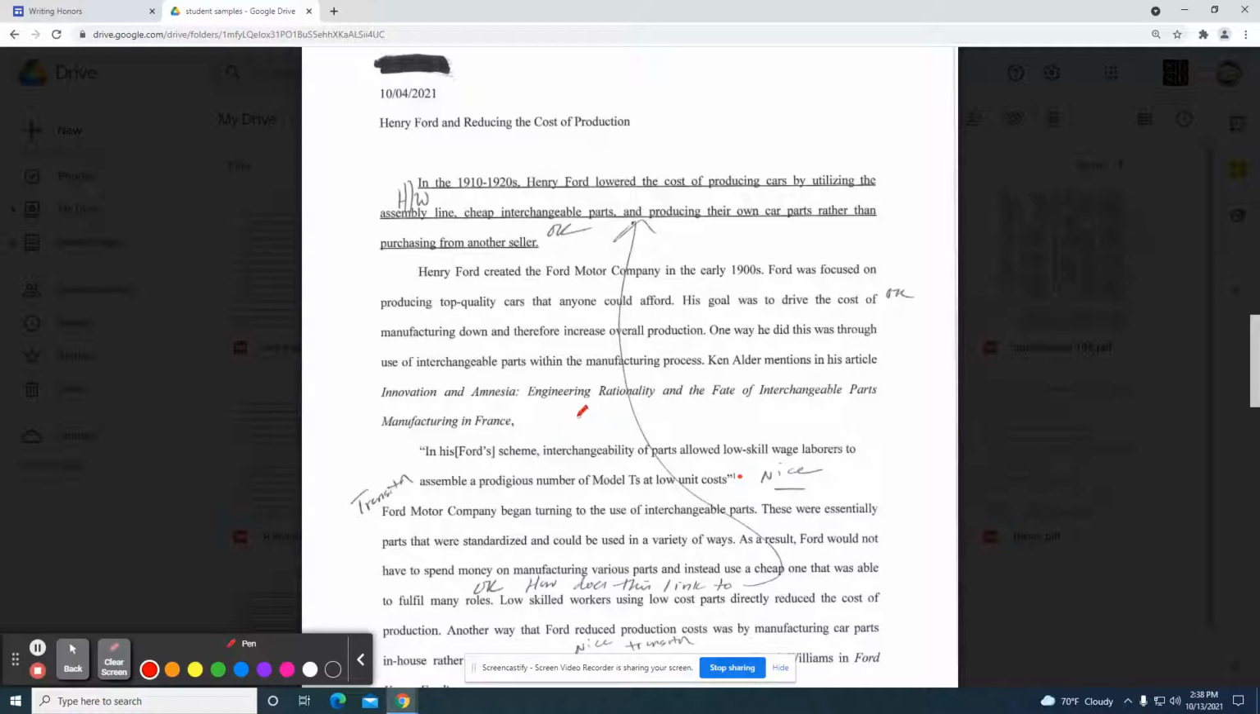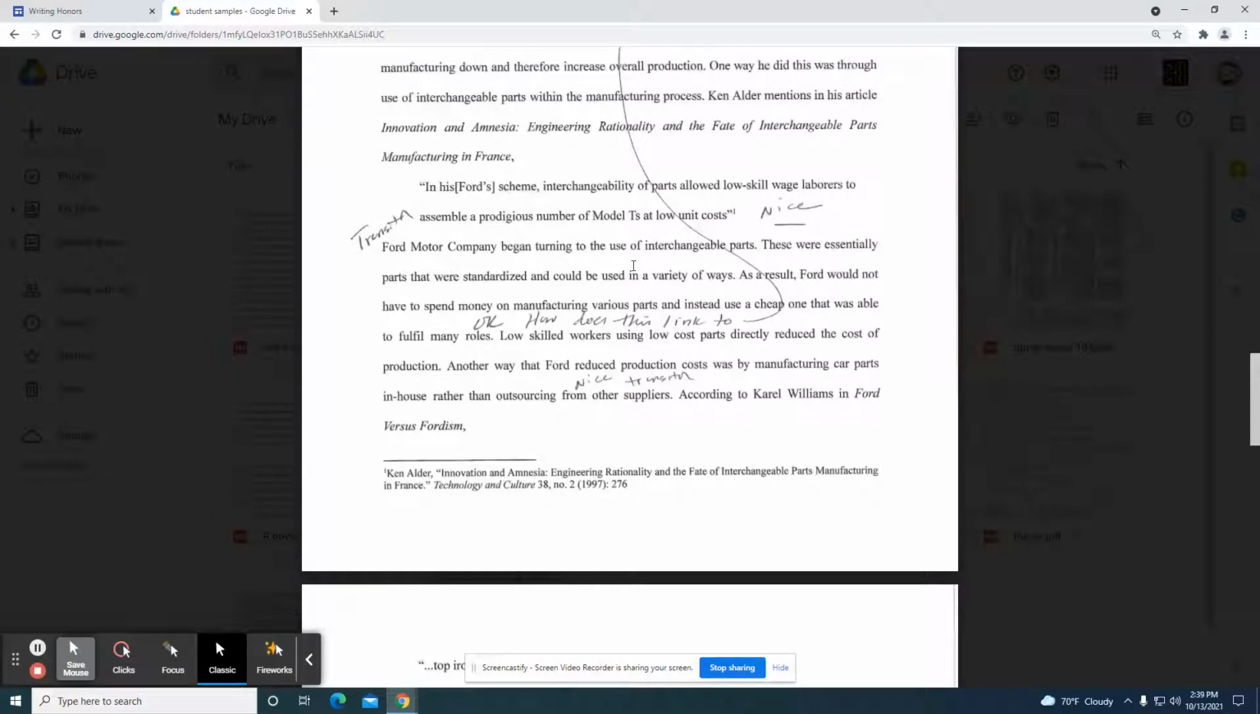"In his Ford scheme, interchangeability of parts allowed low-skill wage laborers to assemble a prodigious number of Model Ts at low unit cost." So what they're looking at here is this point, interchangeable parts, which we see here in their thesis, and the source is addressing the point that it led to low cost. So I put down here nice. Ford Motor Company began turning to the use of interchangeable parts. So my comment here is transition, T. I would like to have seen a better transition from this source to the next sentence. These are essentially parts that were standardized that could be used in a variety of ways. As a result, Ford would not have to spend money on manufacturing brass parts, instead use a cheap one that was able to fulfill many roles.